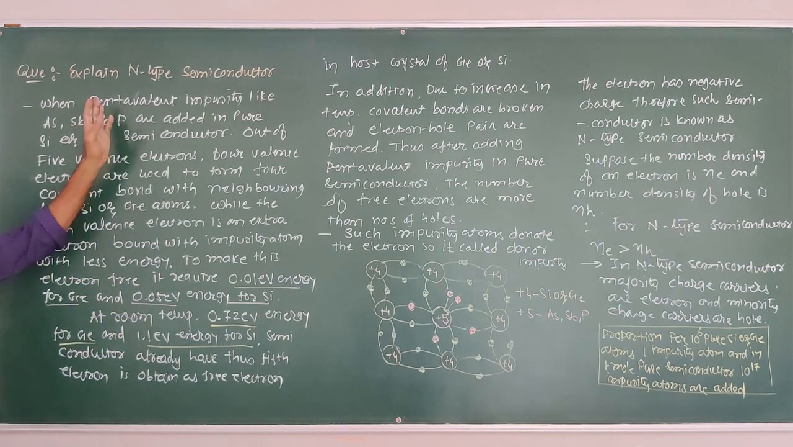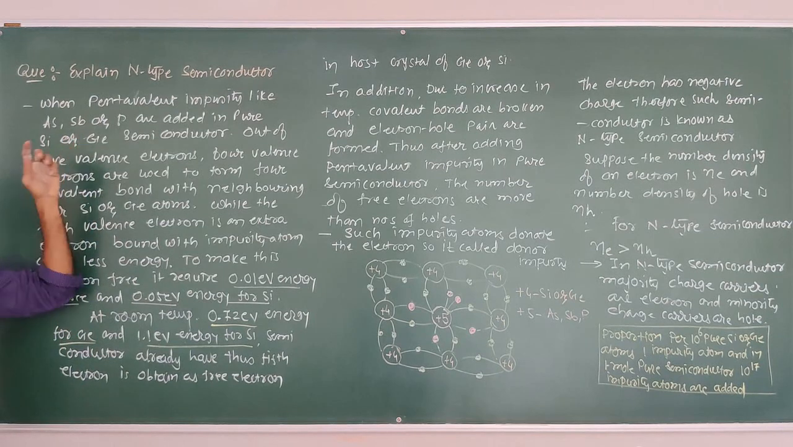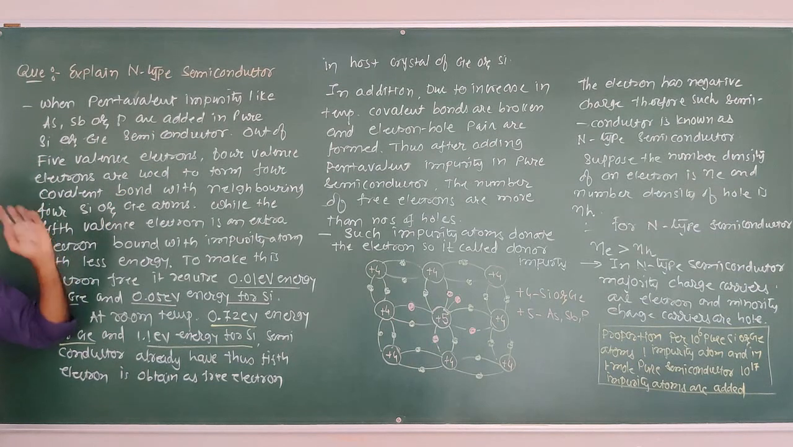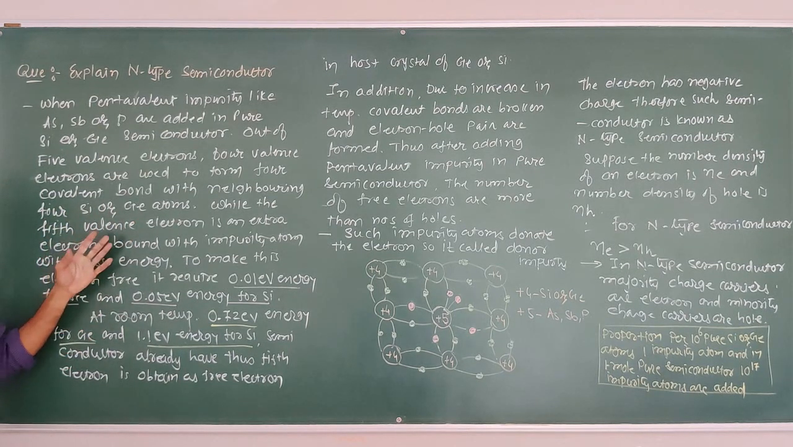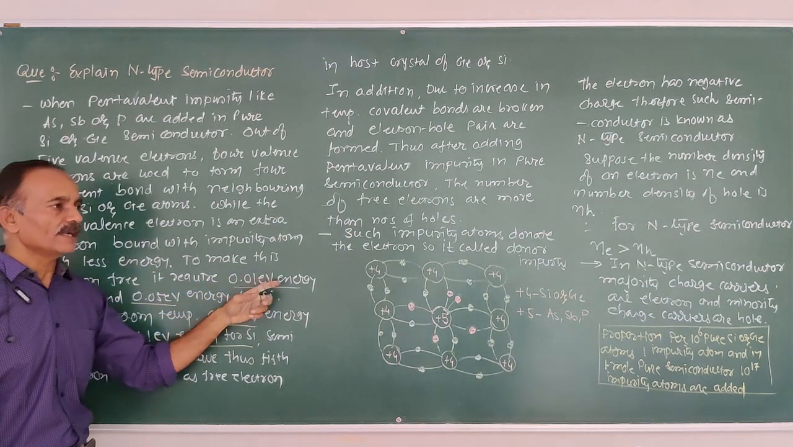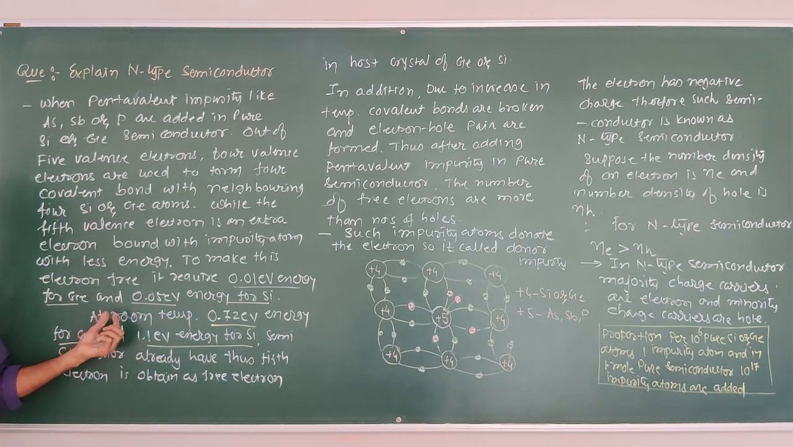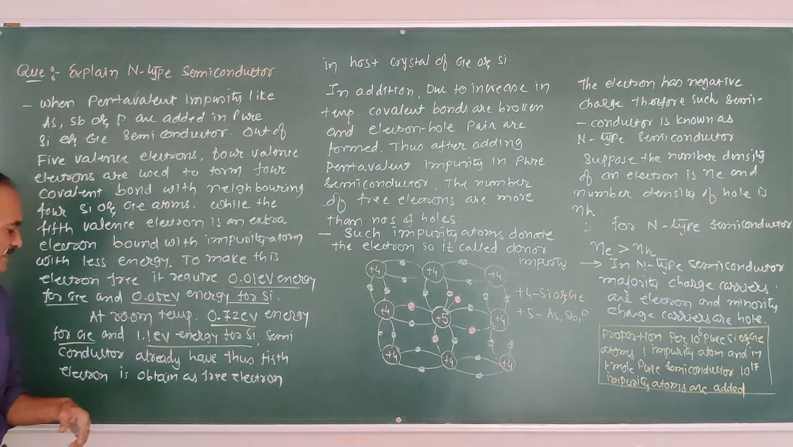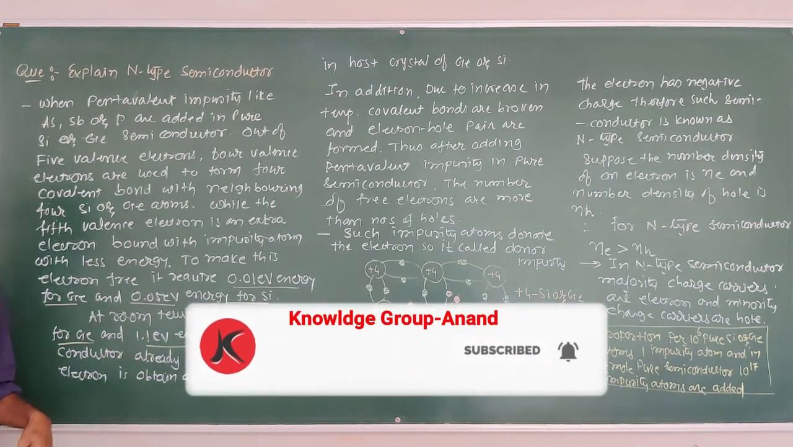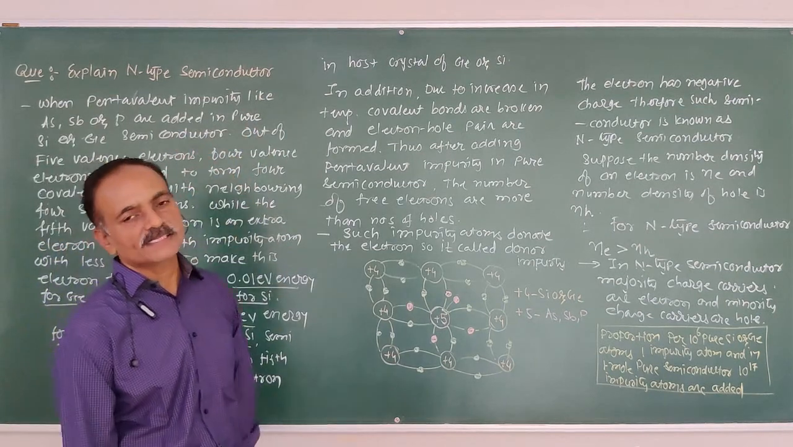So again, we repeat the N-type semiconductor. When a pentavalent impurity like arsenic, antimony, or phosphorus is added to a pure silicon or germanium semiconductor, out of 5 valence electrons, 4 valence electrons are used to form 4 covalent bonds with the neighboring 4 silicon or germanium atoms, while the 5th valence electron is an extra electron bound with the impurity atom with less energy. To make this electron free, it requires 0.01 electron volt energy for germanium and 0.05 electron volt energy for silicon. Now, at room temperature, the 0.72 electron volt energy for germanium and 1.1 electron volt energy for silicon, the semiconductor already has. Thus, this extra electron is obtained as a free electron in the host crystal of germanium or silicon.